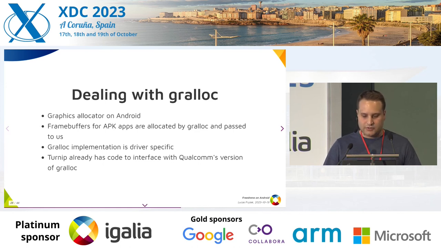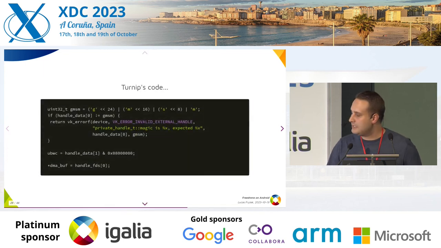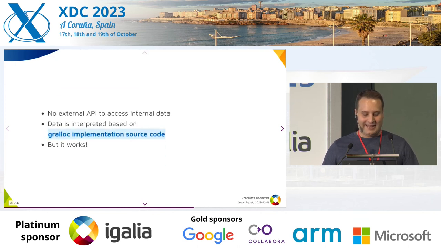But you go and you look at Turnip's code, and it looks like this. I don't know how obvious it is here, but if you look right there on the second line, that's not what I would call an API. You're just looking at an array of ints. It's not documented what they're doing. There's some magic numbers there about handle data, like what exactly does that mean? And then you quickly find out that there's no externally accessible API to access internal data on per device implementations of Gralloc. So it's not really meant to be general.